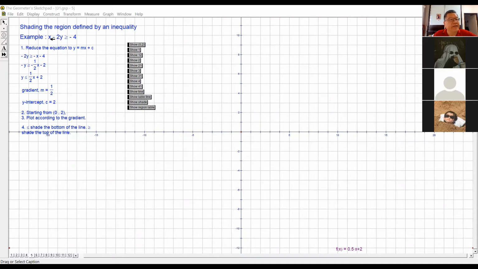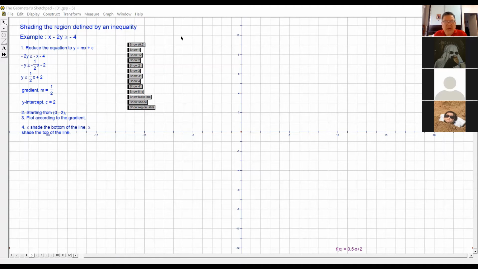Or let's say if I have an inequality like this, x minus 2y greater or equal to negative 4. Now, first of all, I have to draw the line. Then second, I have to shade the region. So how to draw the line?